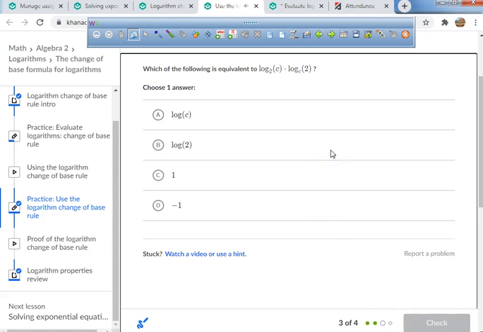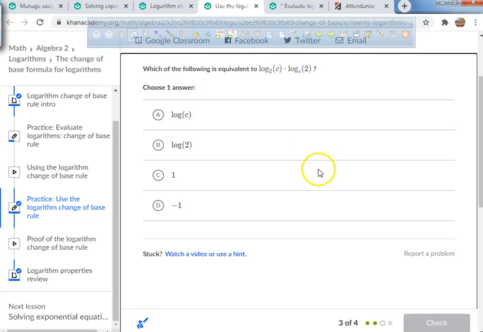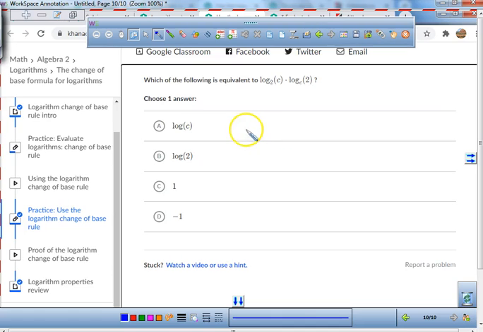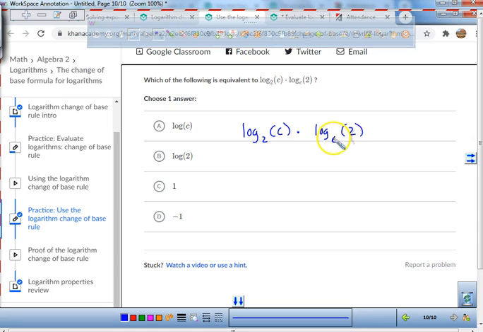All right, here we go. Remember I said I was going to do 4 of these babies. So hopefully by the 4th one you'll be like, I got the pattern. I got it. All right, here we go. Ready? Log base 2 of c times log base c of 2.